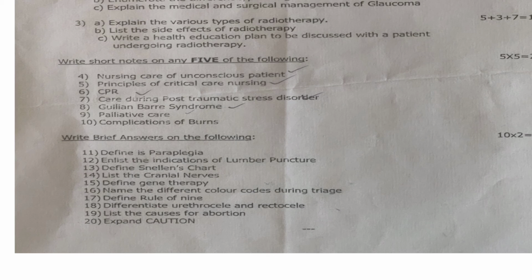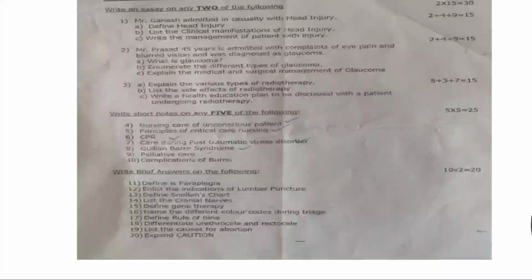Next, 17th question, define rule of 9. The rule of 9 is in burns. Next, 18th question, differentiate urethrocoele and rectocoele. What is the difference between urethrocoele and rectocoele? Next is 19th question, list the causes for abortion. 20th question, expand CAUTION. CAUTION is nothing but an acronym for cancer. You have to know what is for C, what is for A, like that. So you have to study and write it down. This section, 10 into 2, is equal to 20 marks.